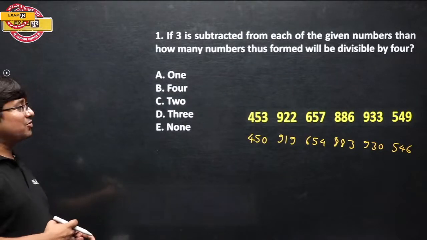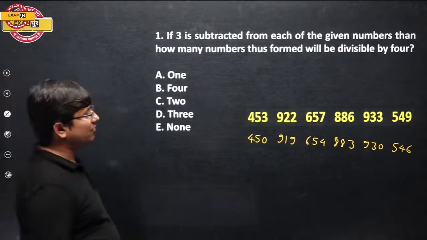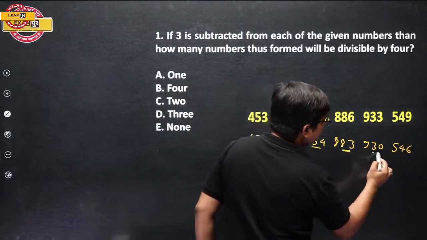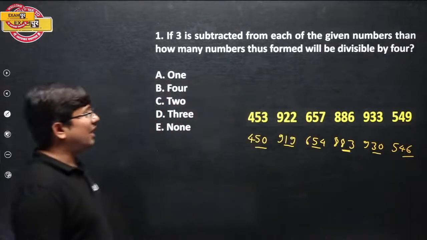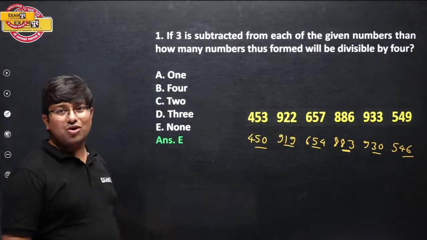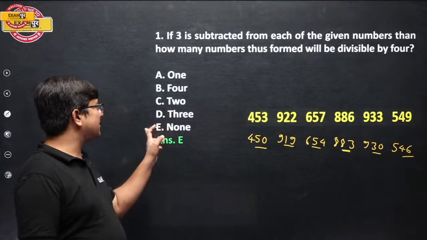What is the divisibility rule of 4? The divisibility rule of 4 is that the last 2 digits should be divisible by 4. So are you seeing anywhere such a thing? The answer is no. So therefore the answer is none.